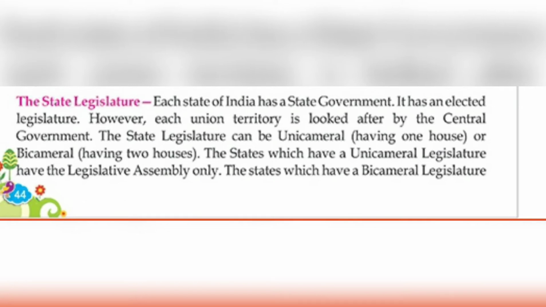The state legislature can be unicameral, meaning having one house. Uni means one. Or bicameral. Bi means two, having two houses. The states which have a unicameral legislature have the legislative assembly only.